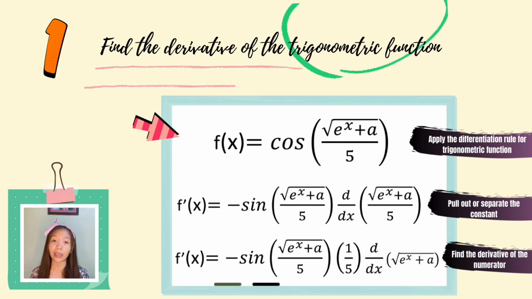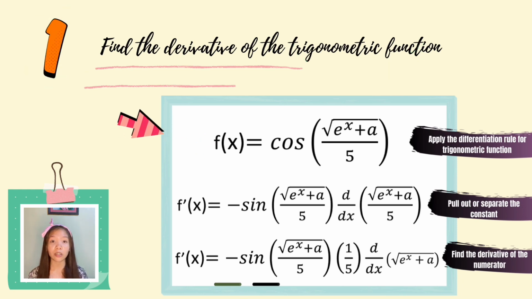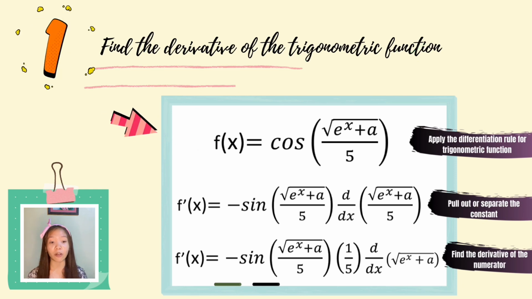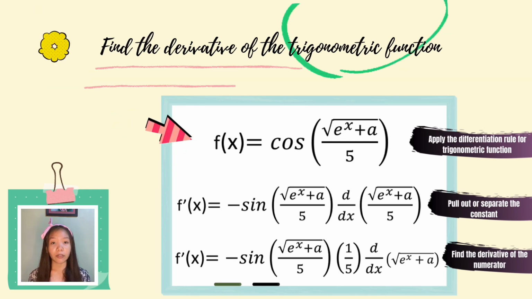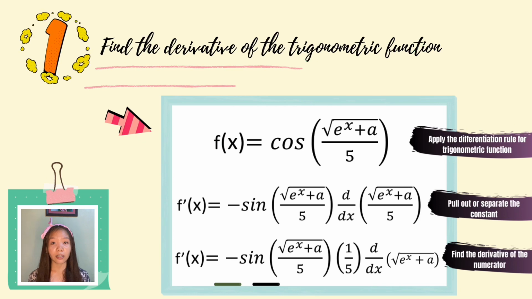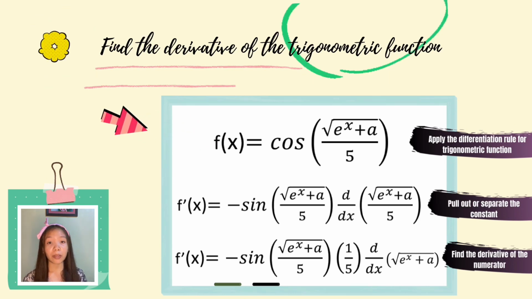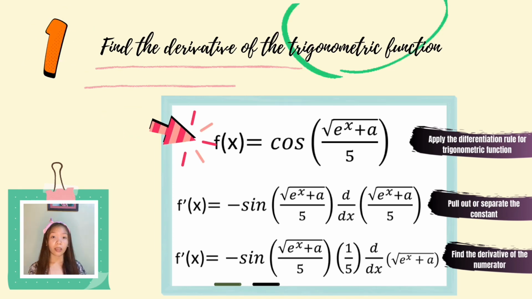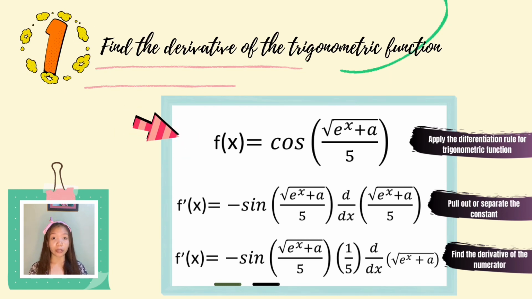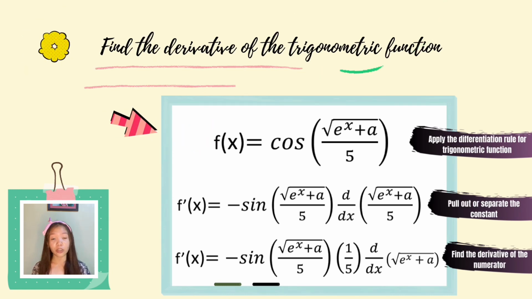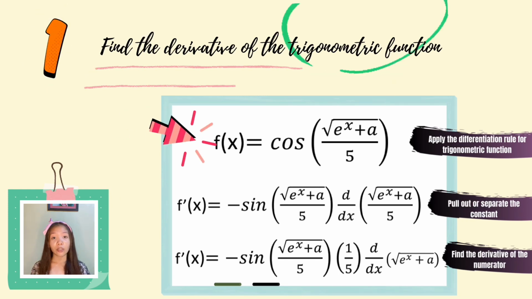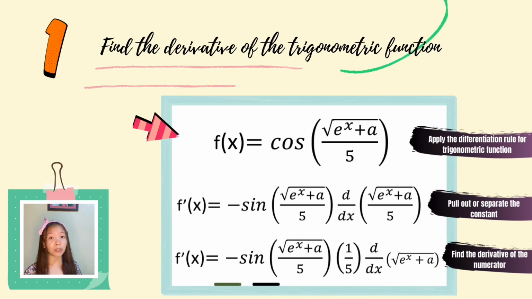In order to find the derivative of this function, we need to apply the differentiation rule for trigonometric functions. The derivative of cosine is negative sine. Copy the inside and multiply it by the derivative of the inside function. Since differentiation is linear, for the inside function you just need to pull out or separate the constant. In this equation, we pull out the 1/5 and find the derivative of the square root of e to the power of x plus a.